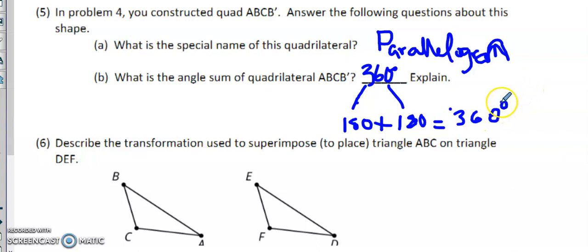Alright, so for problem number 6, superimposing means I'm going to take the shape, do something to it, and place it perfectly on top of the other shape, so all the corresponding angles line up and all the corresponding sides line up. So in this problem, for these two triangles to be congruent, I'm going to slide this triangle from point B to point E, same thing from A to D and C to F. So the transformation I would be doing is called a translation.